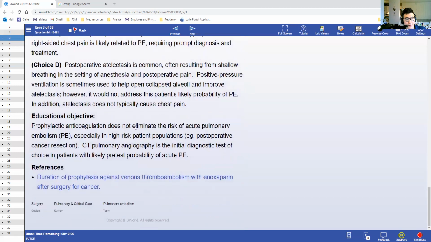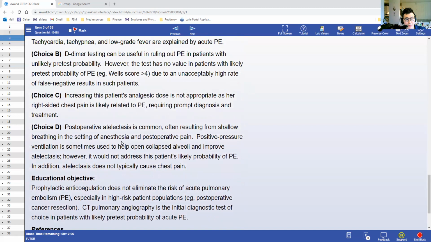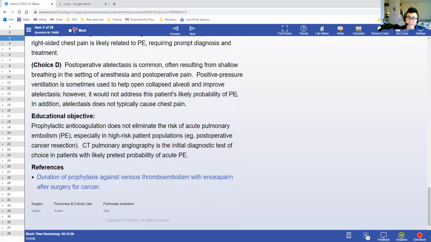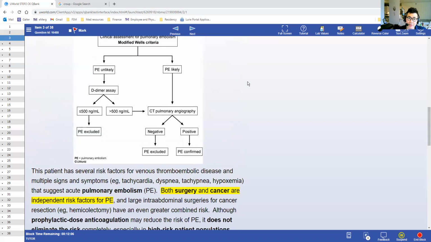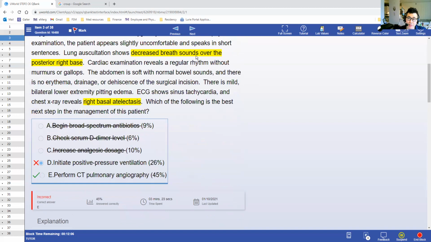Oh boy. Atelectasis does not cause chest pain. All right, so the chest pain and me forgetting about the cancer and the Wells criteria has kind of screwed me for this question. I should have remembered it better.